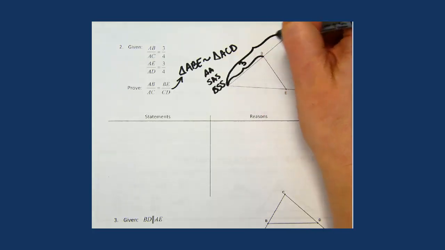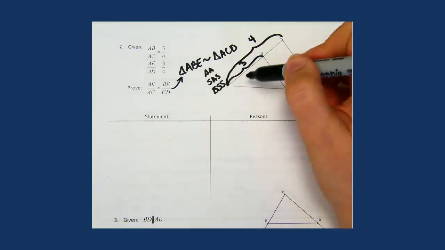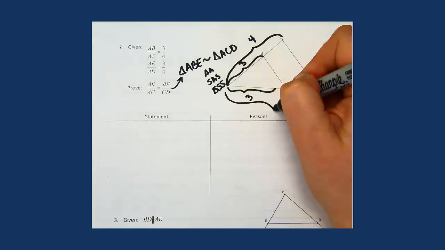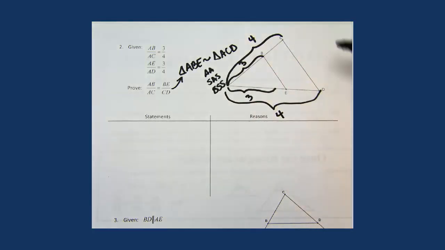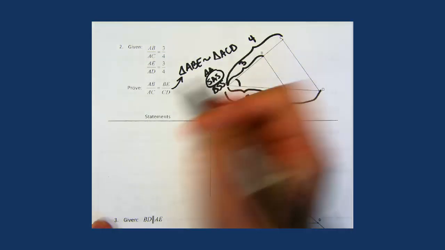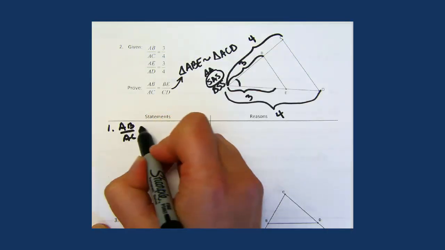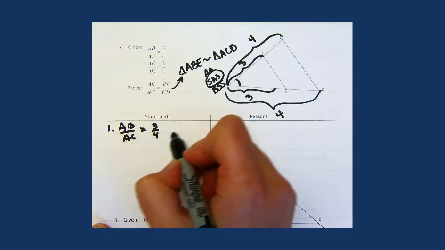We're told that AB over AC is 3 and 4, so we can label those 3 and 4. And then AE and AD, we can label 3 and 4. And all that shows is that those sides reduce down to 3/4, and then both of those triangles share angle A, so we can use side, angle, side. So we'll put our givens in just like we start every proof. Start with the givens.